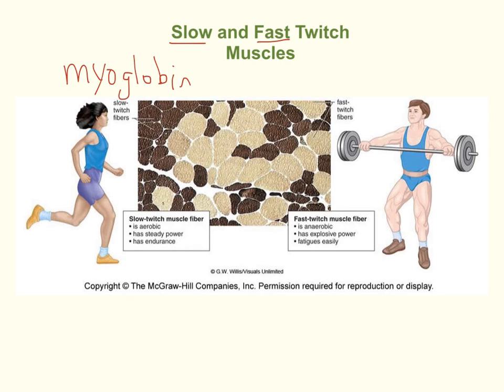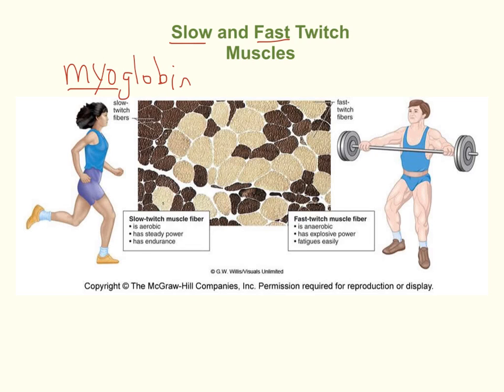Myoglobin is related to hemoglobin, and it does a very similar job. We know that hemoglobin carries oxygen around our blood. Myoglobin, again, we see the prefix myo here, so we know we're talking about muscles. Myoglobin is a molecule found in our muscle cells that stores oxygen in the muscle.